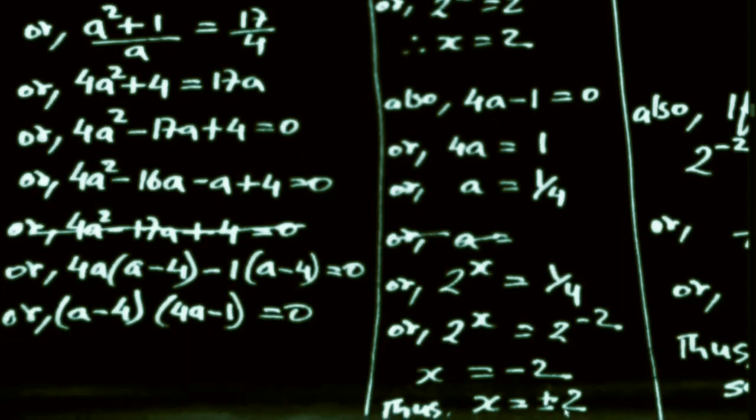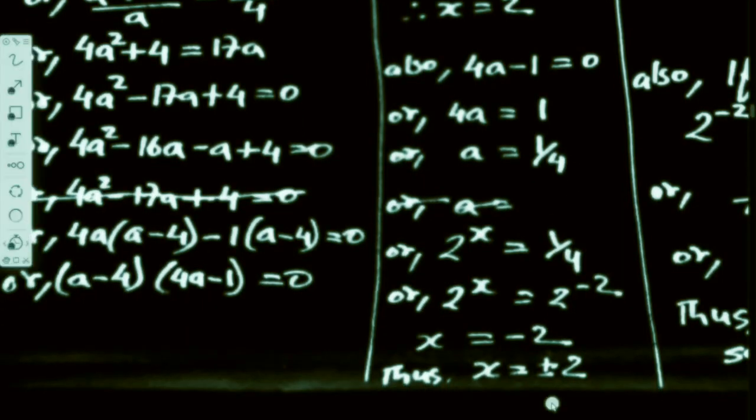Here this is in multiply form, so this side should be changed and it should be placed in division form. So it came here as 1 by 4. So 4a equals 1, or a equals 1 by 4.